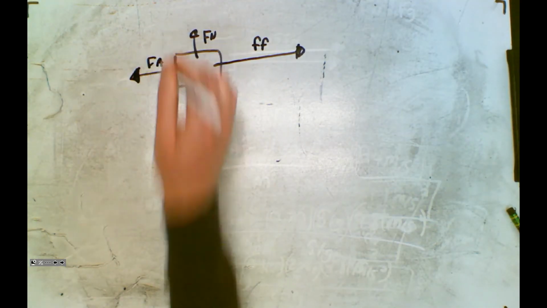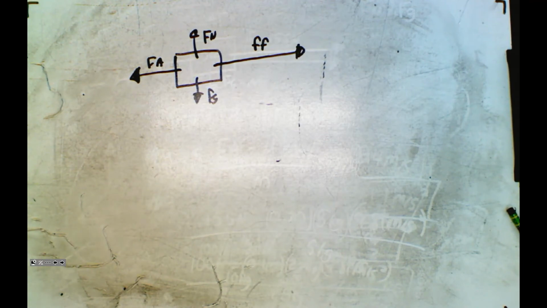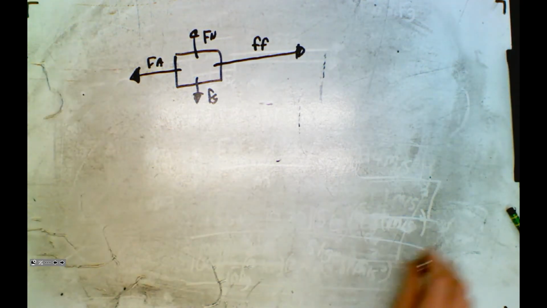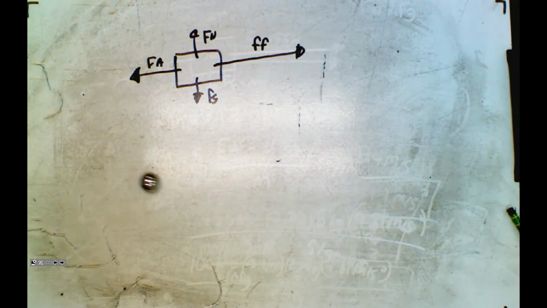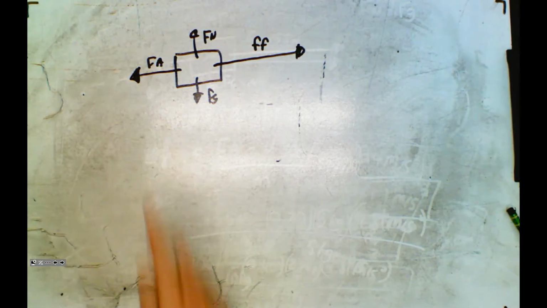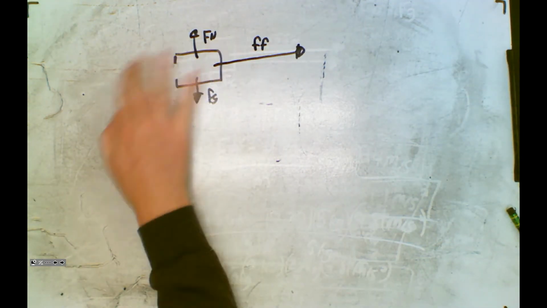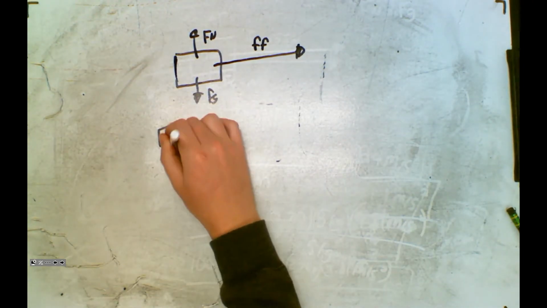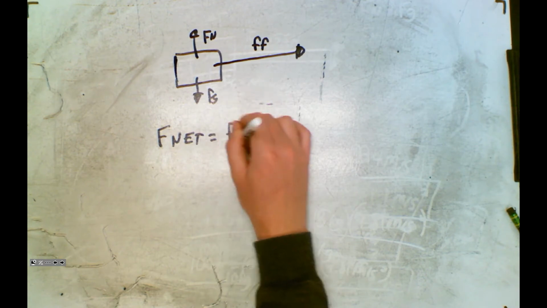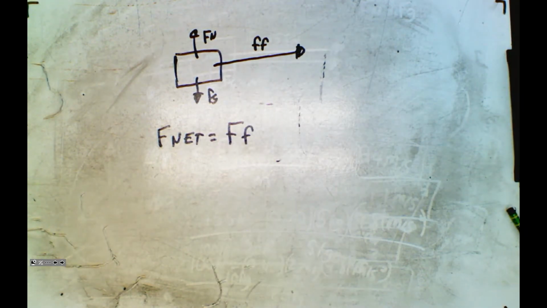Here, some people draw it as smaller, right? But remember, just like that question we just did, an object in motion stays in motion. It doesn't need a force acting on it. So if the car is already moving, it doesn't need that force applied. So the correct answer is not having a force applied, where my F net is equal to my force of friction. That's your free body diagram.